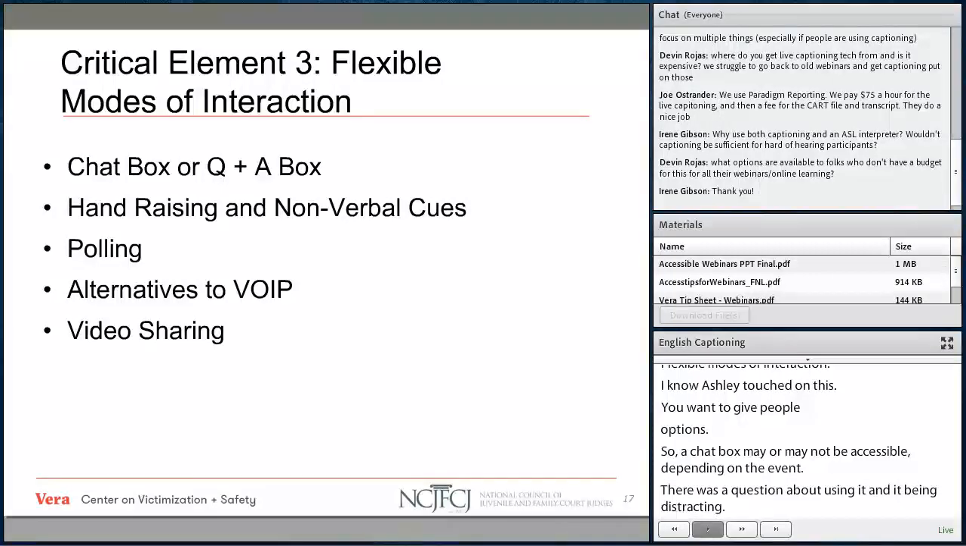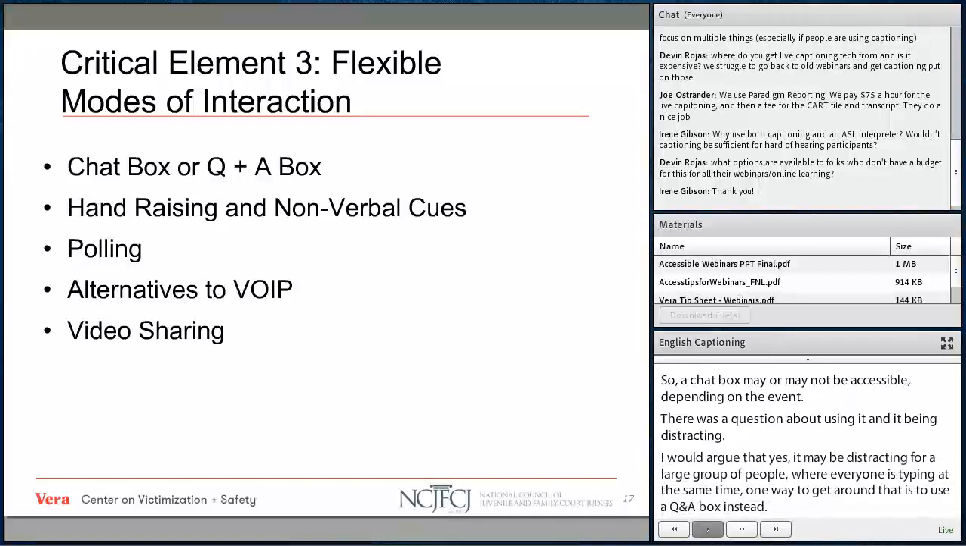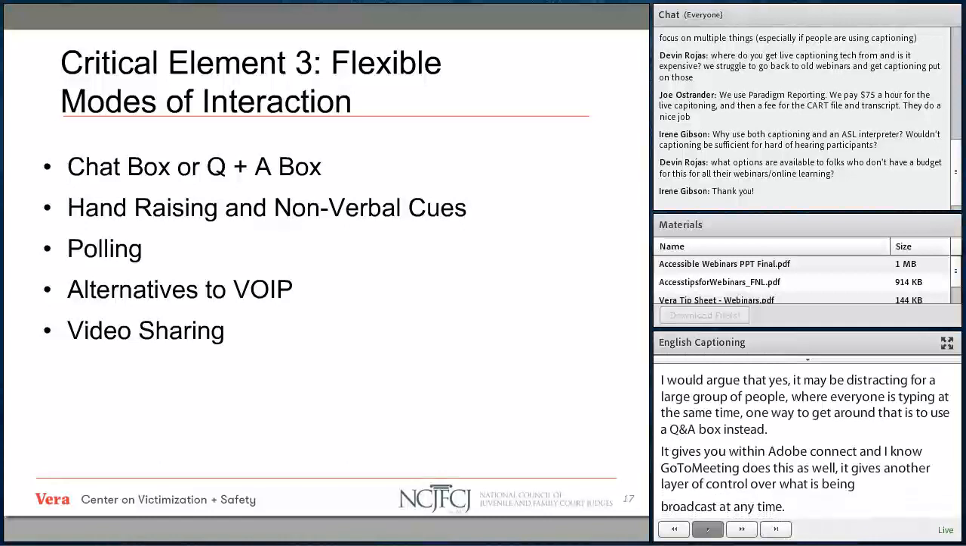One way to get around that is to use a Q&A box instead. It gives you, at least within Adobe Connect, and I know GoToMeeting does this as well, another layer of control over what's being broadcast out at any time. So in Adobe Connect, we would just read the questions out instead of having them as a live feed in the chat box. So those are all options for you.